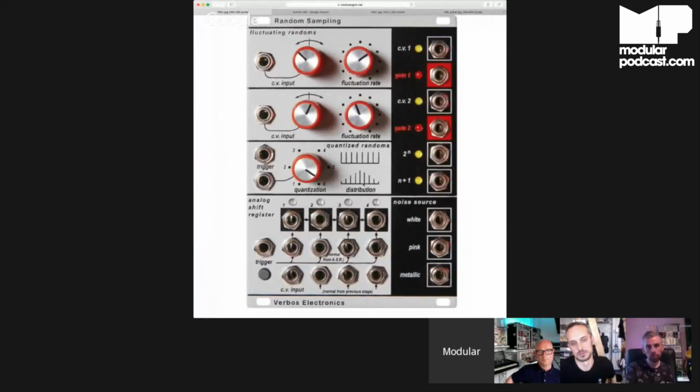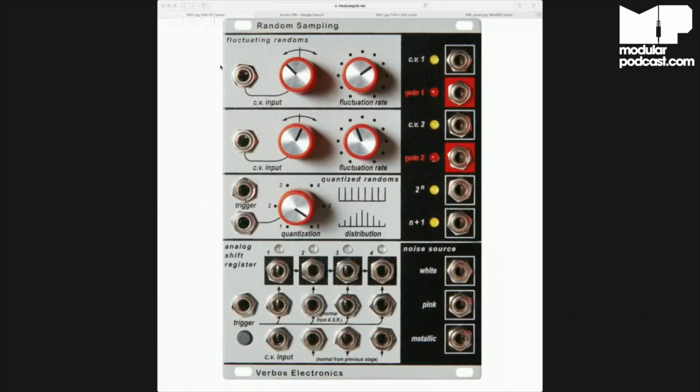So we can see the same sort of distribution pattern with the quantized randoms, and you just make noise sources. How's the quantized random different in circuit to the fluctuating random? Well, it's the same type of digital sample and hold that's happening, which is grabbing 6 bits of random data and then holding it, converting it into a stream of 64 different voltage levels.